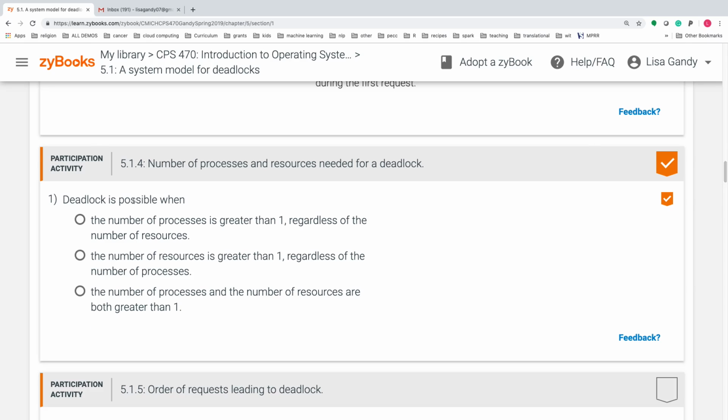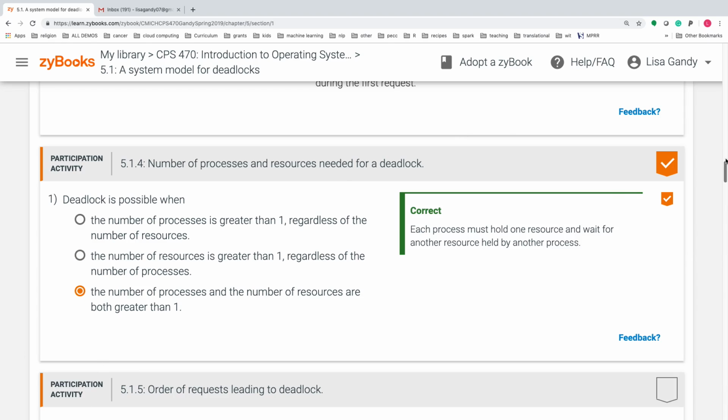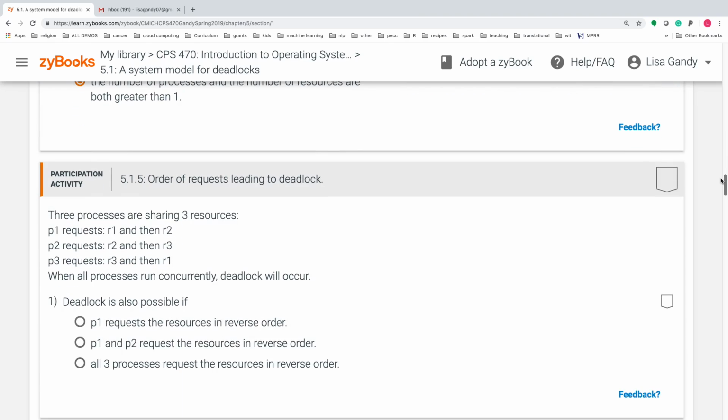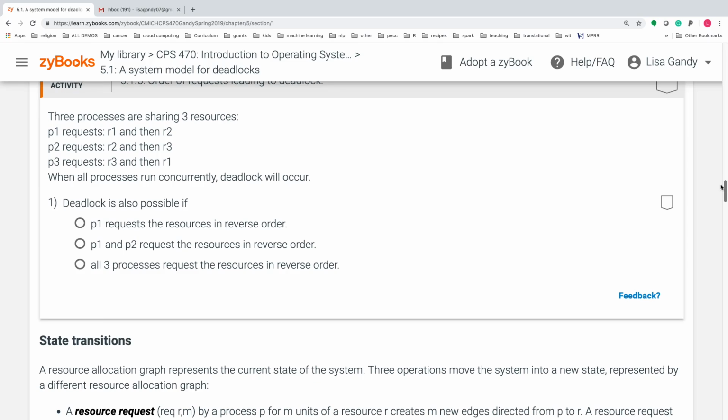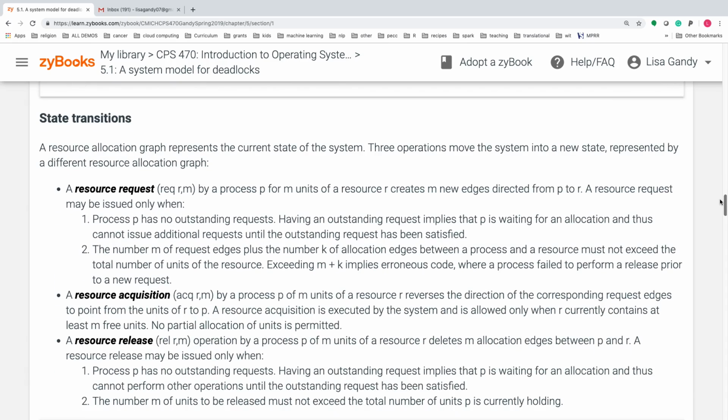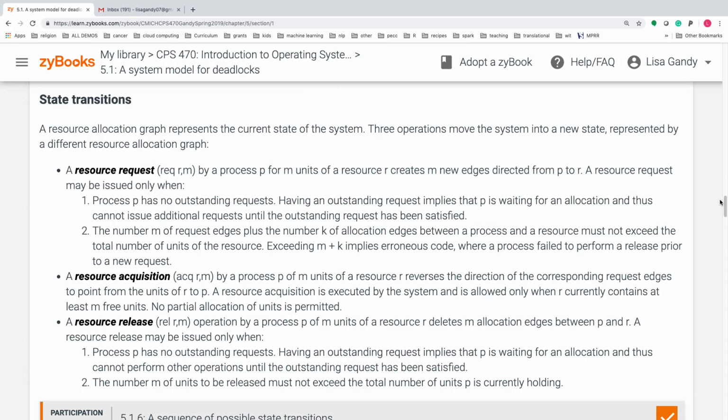So deadlock is possible when the number of processes is greater than 1, regardless of the number of resources; or the number of resources is greater than 1, regardless of processes; or the number of processes and the number of resources are both greater than 1. Okay, we're not doing this next part. I'd say skip this one, skip this, so you're fine.